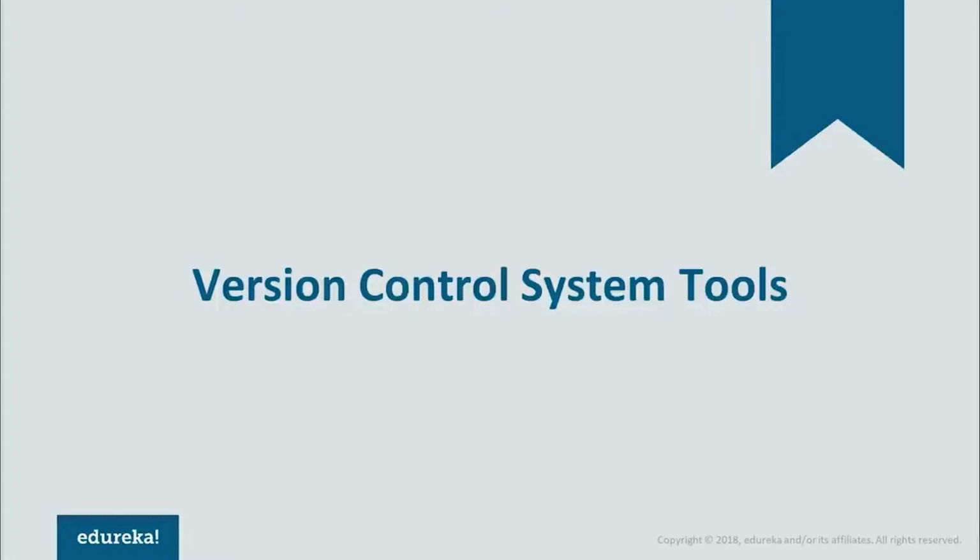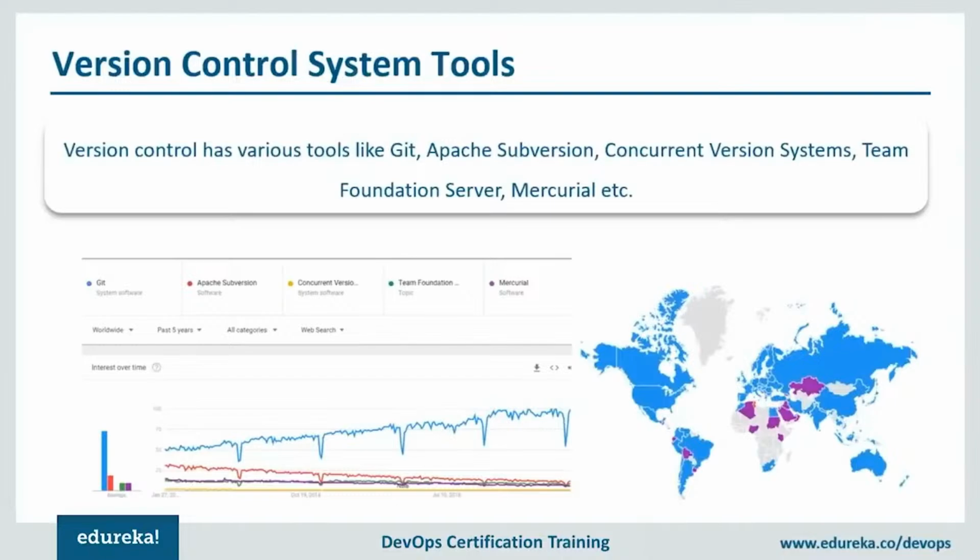So now that you've got a gist about what version control is and what its various types of systems are, let's look into the tools that offer version control. Well, the top leading tools in the market are Git, Apache Subversion, Concurrent Versions System, Team Foundation Server, Mercurial, etc. But out of these tools, we can clearly see on the trends that Git wins over the other tools. But why does Git win over the other tools? So let's look into it.